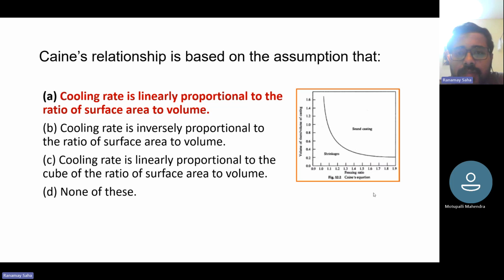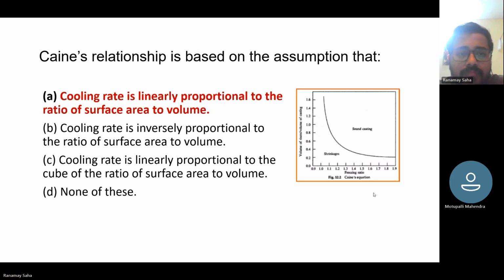This is one question that I have designed: what Keynes relationship is based on. This is the concept called Keynes relationship. It is actually used to design risers. Riser design can be done depending upon the possible factor, so there are different ways to design risers, such as Chvorinov's principle, modulus method, and Keynes relationships.